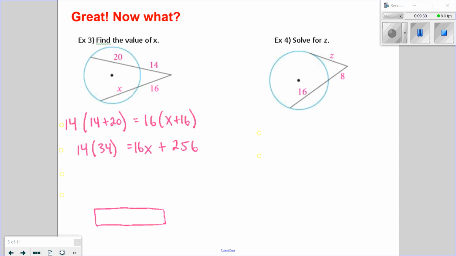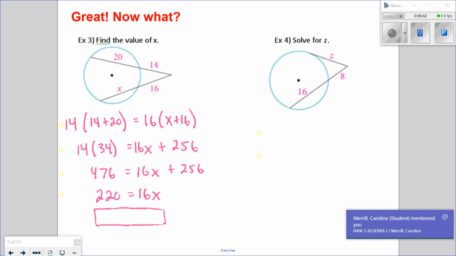At this point, we just need to get all the numbers to one side and all the x's on the other side, and then we'll just write down our answer. So you do 476 minus 256, and then you're going to divide by 16, and 220 divided by 16 is 13.75.